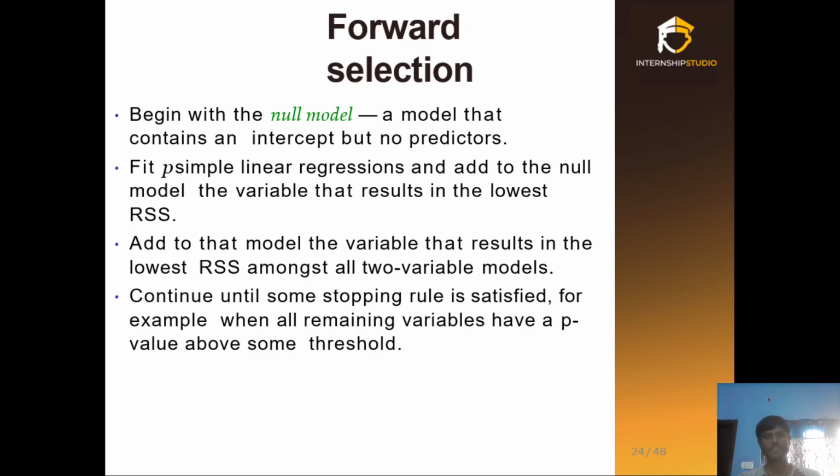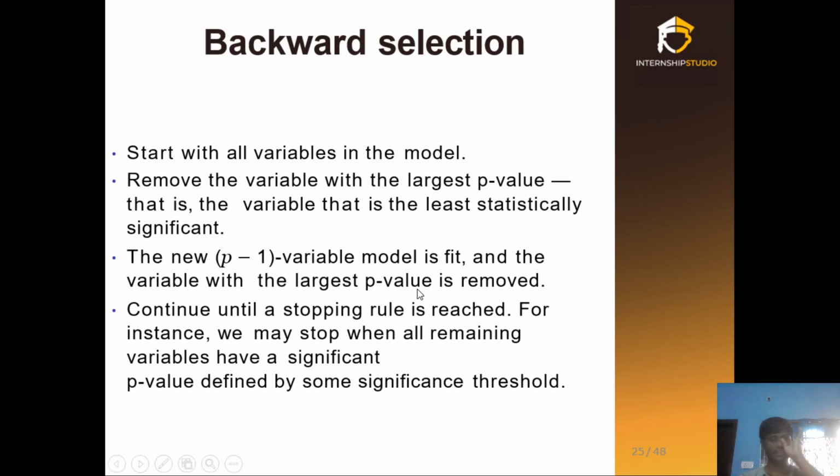And we are going to start with the null model, and we are going to start with respect to the RSS that we have calculated. We are going to use some stopping rule, and we are going to iterate, and we are going to find the respective p values, and finally try to see the set of variables which are important for us.